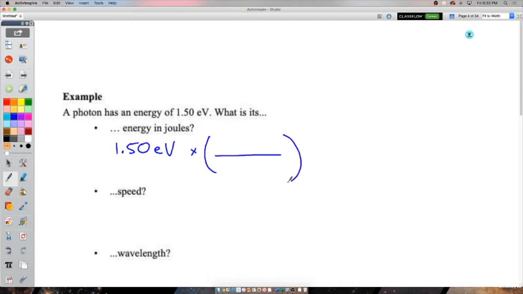Okay, I want to have joules, and I'm converting with electron volts, so I want those to cancel out, right? Now I just got to think, okay, well, 1 electron volt is the same as a very small number of joules. This one, a 0.18 zeros, and then a 1 and a 6.